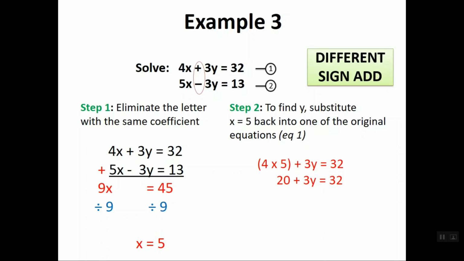I'm trying to solve the equation now, guys, for y. So now I first need to get rid of this 20 here, which means that I subtract 20 from both sides of the equation. Now I should be left with 3y is equal to 12. Solving for y again, now I need to get rid of this 3, so that means that I need to divide both sides of the equation by 3, and I should get my y is equal to 4.